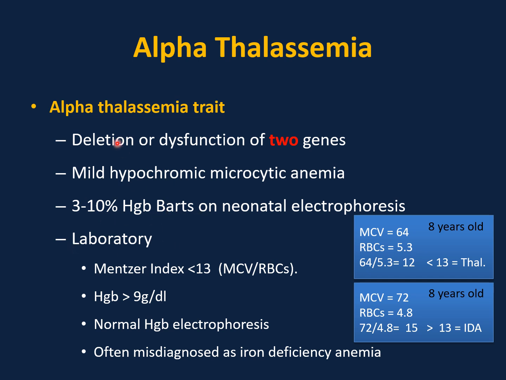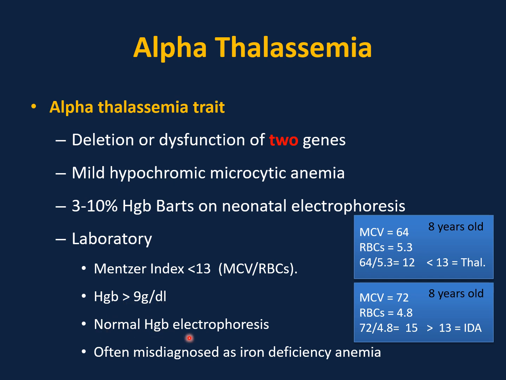Laboratory finding in cases of alpha thalassemia trait: the Mentzer index will be less than 13. It is MCV divided by red blood cells. Like in this example, an 8 year old with MCV 64 and the red blood cell count is 5.3, slightly elevated. So 64 divided by 5.3 equals 12. This is less than 13. This is suggestive of thalassemia. And if you do serum ferritin in this case, it will be normal, not low. The hemoglobin is usually more than 9 grams per deciliter.